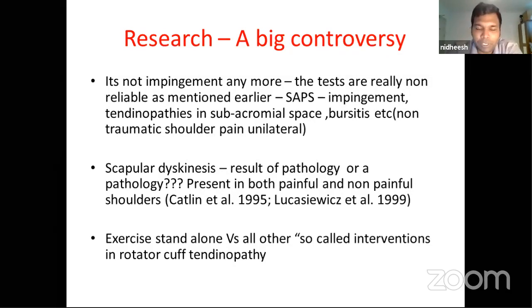Then something that we have been fighting about is exercise standalone versus all other interventions, not just in rotator cuff tendinopathy, but in subacromial pain syndrome. I have a very good paper that has come out recently, which I'm yet to read fully. I'm only halfway through because I came across it very recently. But the conclusion is that it has struck down a lot of other treatments. It is definitely promoting exercise as a very, very good strategy for managing our shoulder pain.